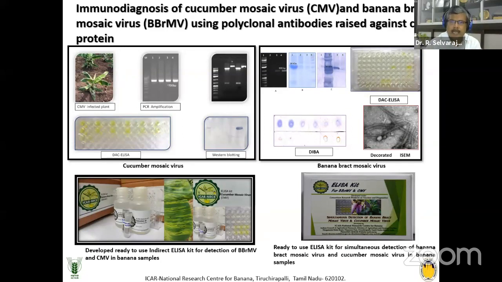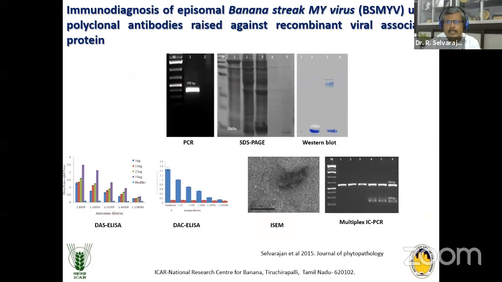culture plants. And we also did it for banana streak Mysore virus, wherein we took a viral associated protein because the coat protein was not that clearly defined. There was a recent paper in IRI. But this one we did, and we got a very wonderful decoration of the virus particle, what you see here in ISEM. And we were even able to do immunocaptured PCR.